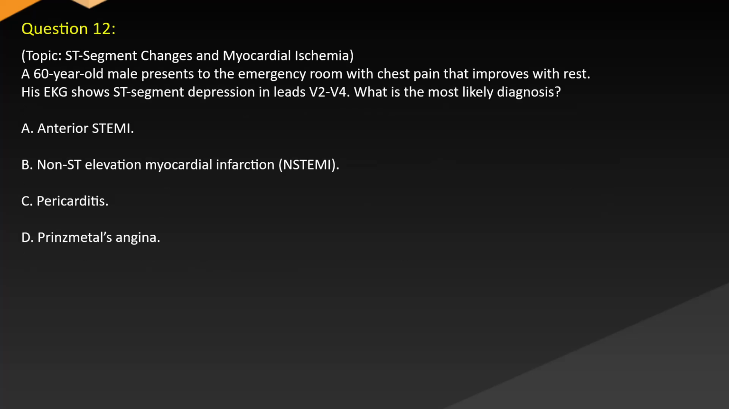Question 12. Topic: ST segment changes and myocardial ischemia. A 60-year-old male presents to the emergency room with chest pain that improves with rest. His EKG shows ST segment depression in leads V4 to V6. What is the most likely diagnosis? A. Anterior STEMI. B. Non-ST elevation myocardial infarction, NSTEMI. C. Pericarditis. D. Prinzmetal's angina.